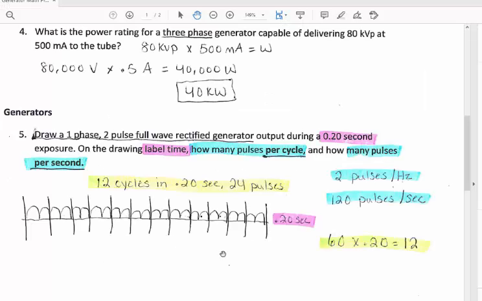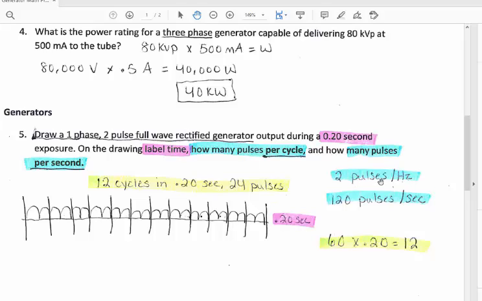Instead of trying to draw it out on the Word document, I figured I would just hop over to my key and just explain these problems with the key. So again, draw a 1-phase 2-pulse full-wave rectified generator output during a 0.20 second exposure. On the drawing, label the time, and I kind of highlighted it so you could see where I'm getting everything from. Label the time, how many pulses per cycle.